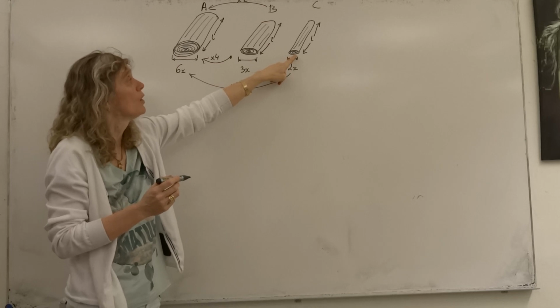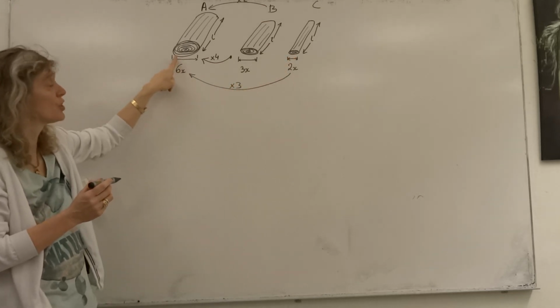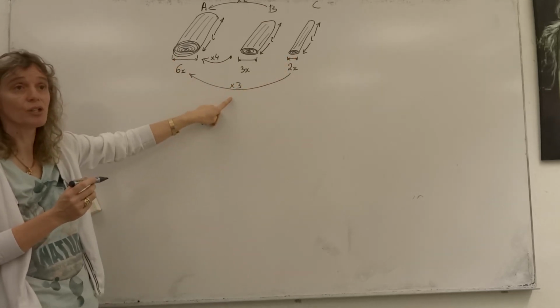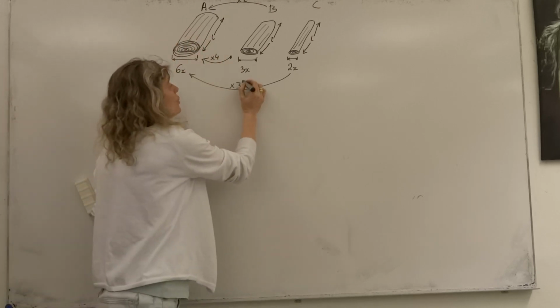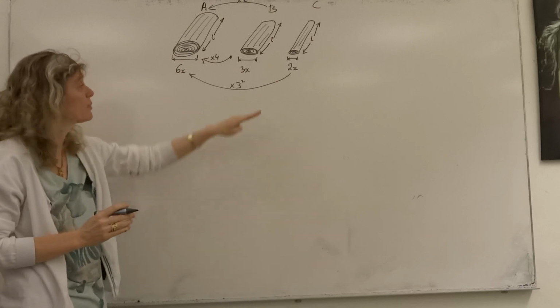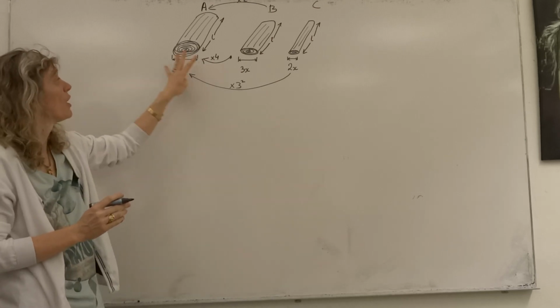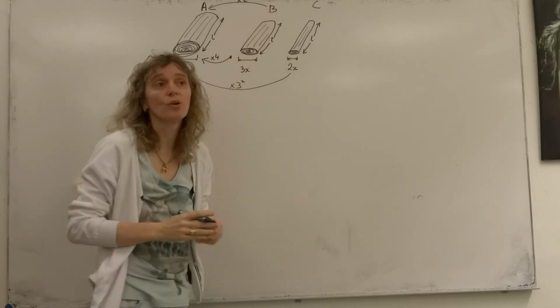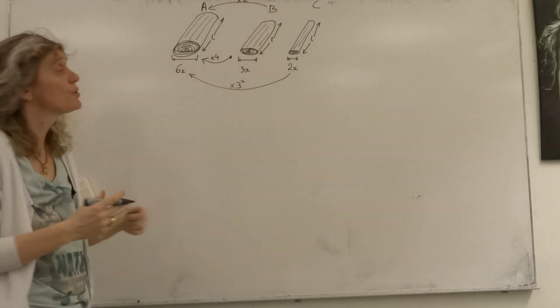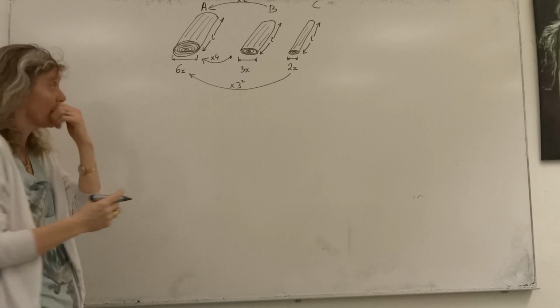For this one, we're increasing by a dimension of 3, the radius is 3 times larger, so we'd expect the area, which is radius squared, to be 3 squared larger. So we'd expect this one to have a 9 times larger area, and we'd expect this one to have a 4 times larger area. Let's use our math skills to work out whether that's right.